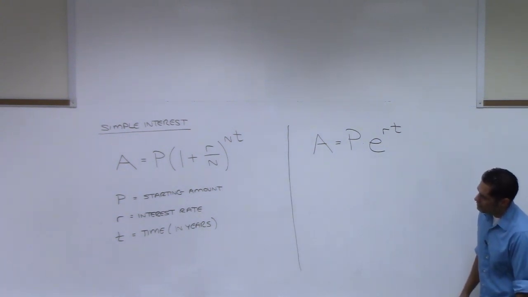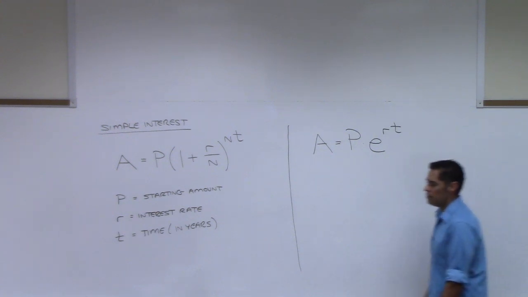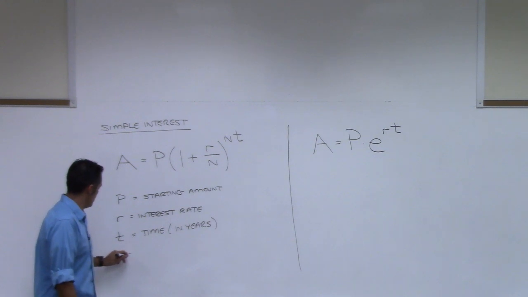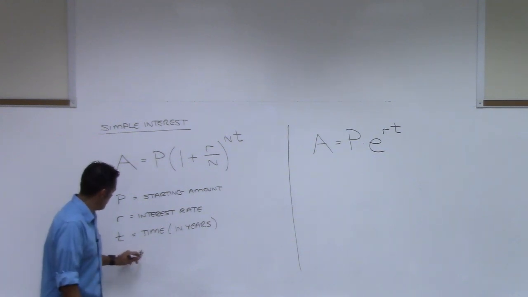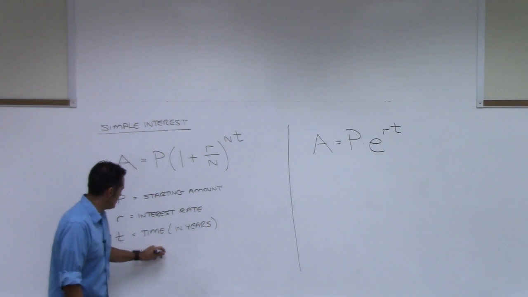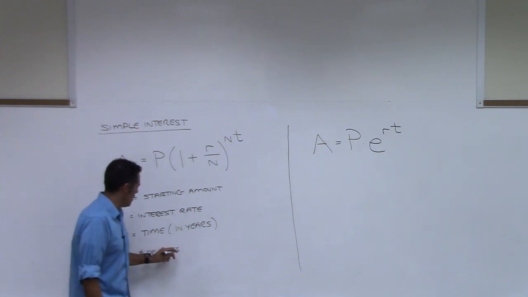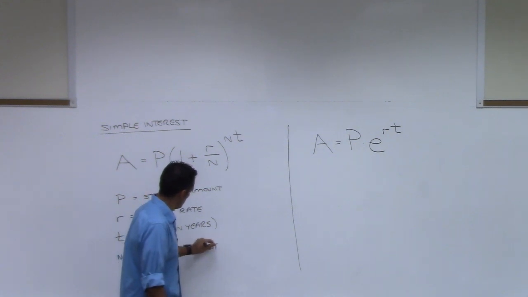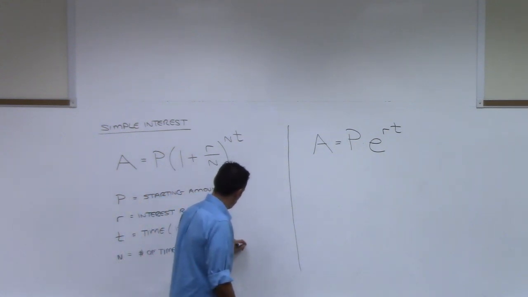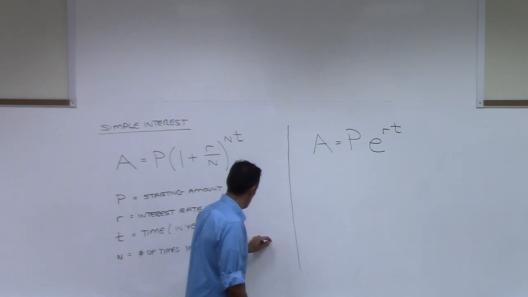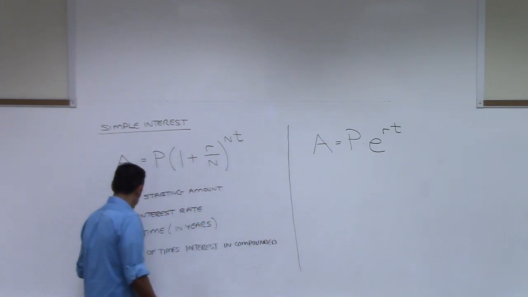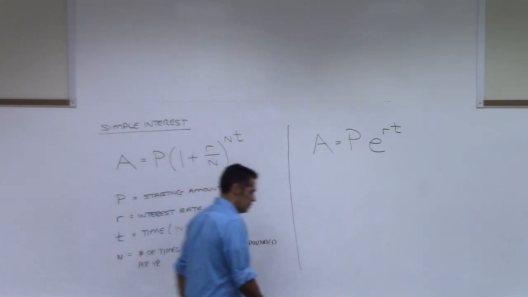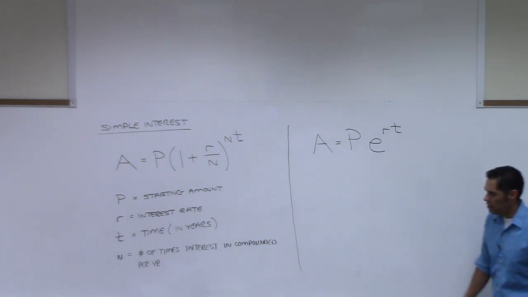What am I missing? N, okay, N is a weird one, so just write it down and I'll explain what it means in a second. N is the number of times the interest is compounded per year. That's YR there at the end.